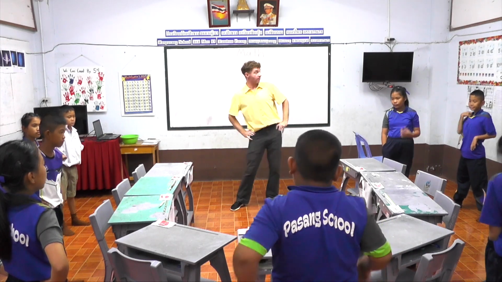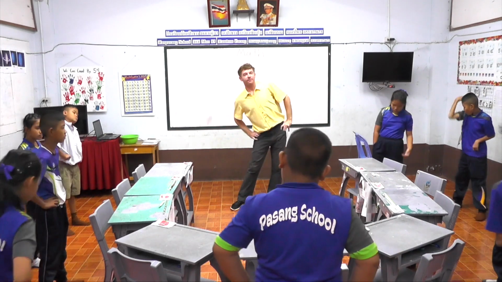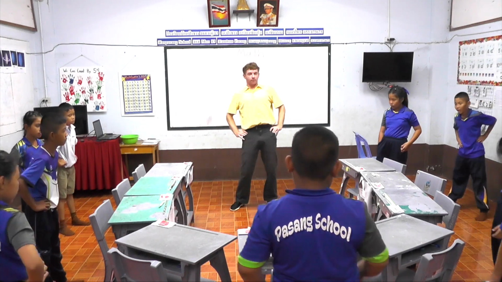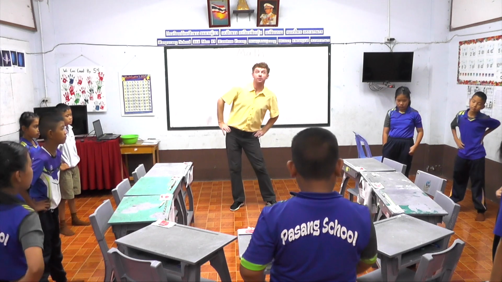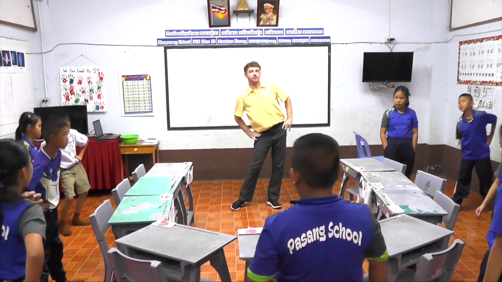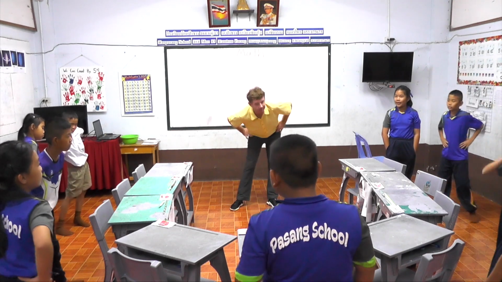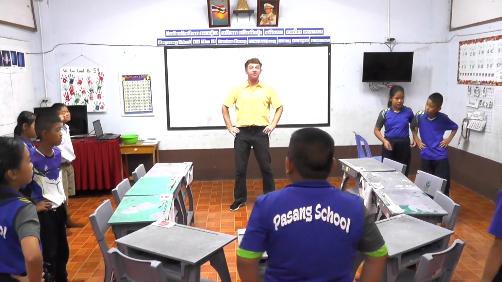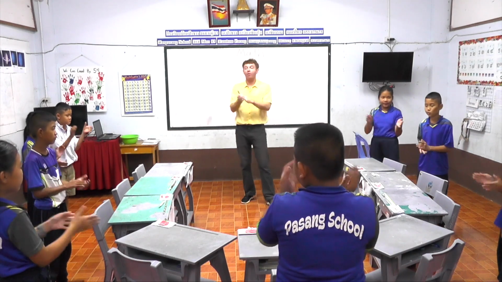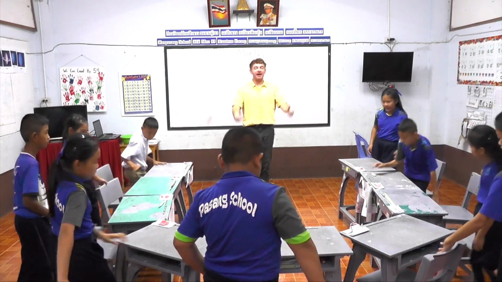And now we'll go round and round. Round and round. And stop. Now let's go back the other way. Round and round the other way. And stop. And to finish, we'll do 5 claps. 1, 2, 3, 4, 5. Excellent, guys. Have a seat.